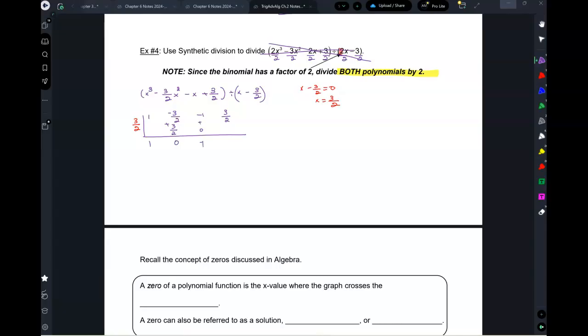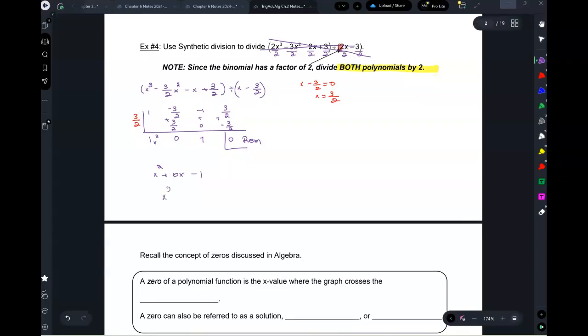Add, you get negative 1. Multiply by the red number, negative 3/2. When you add these two, you get 0 remainder again. Okay, I started with x cubed. Now I have x squared: 1x squared plus 0x minus 1. But we don't like the 0x, so I just write it as x squared minus 1.